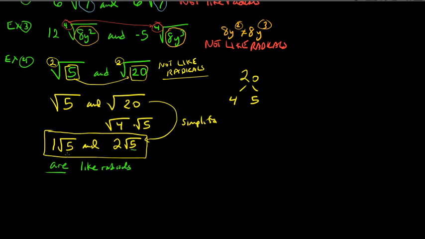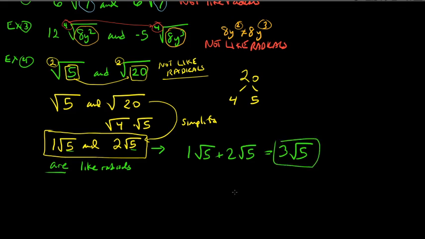Because now the index is the same and the radicand, the 5, is the same in both. Right? So you see where this is going. If they're like radicals, I can take 1 square root of 5 plus 2 square root of 5, and when you add them, you get 3 square root of 5.